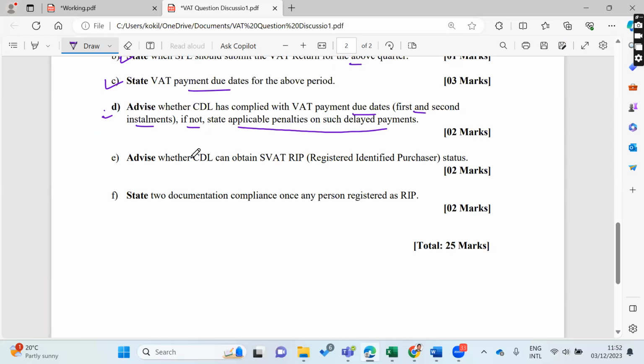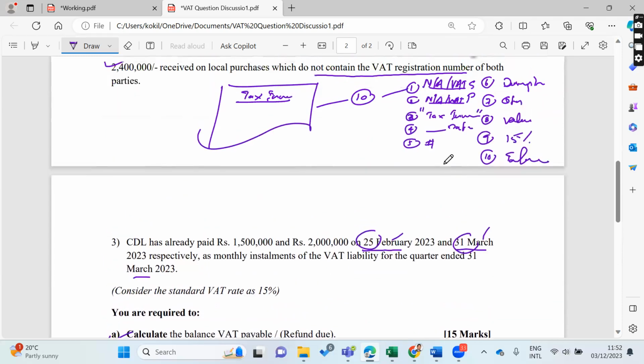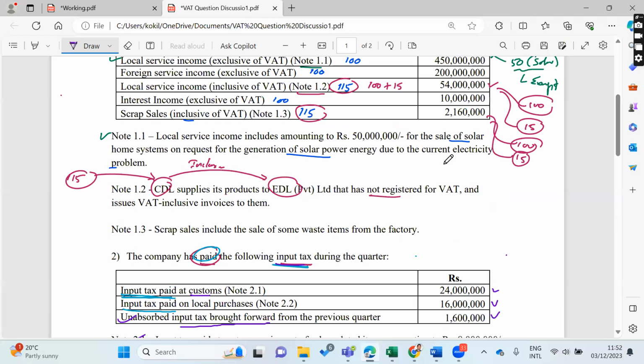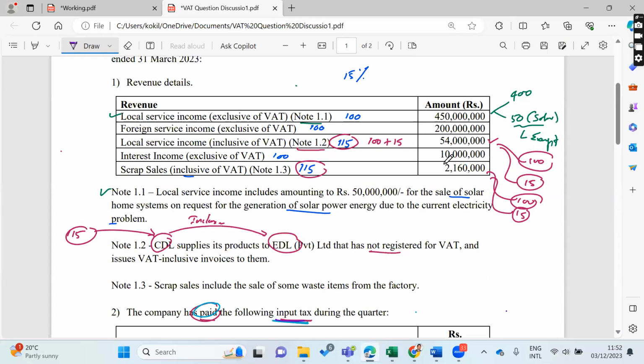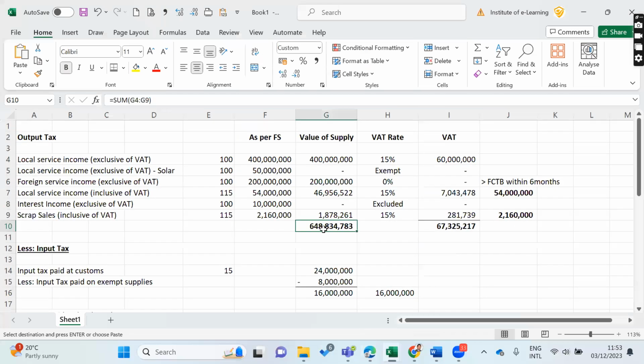advise whether CDL can obtain SVAT RIP status, right? In order to get the RIP status, you need to have exports or other criteria given in the Gazette notification, right? Here, yes, we have exports, right? Foreign service income, 200 million, right? Altogether, total supply we have is 648 million, right? 648 million value of supply. Out of that, we have only 200, right?